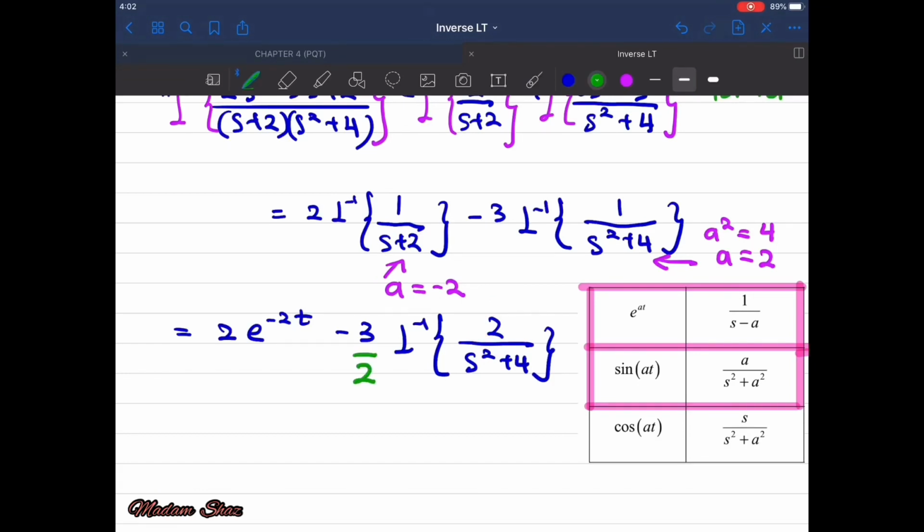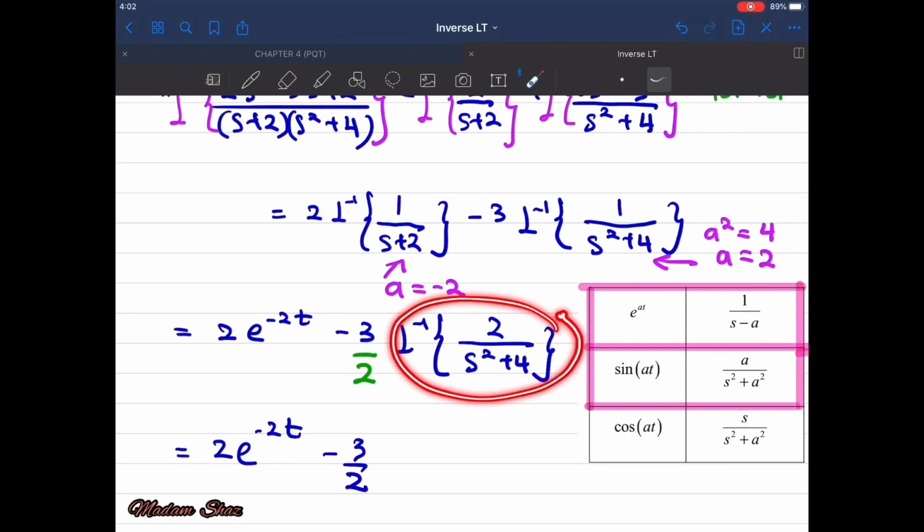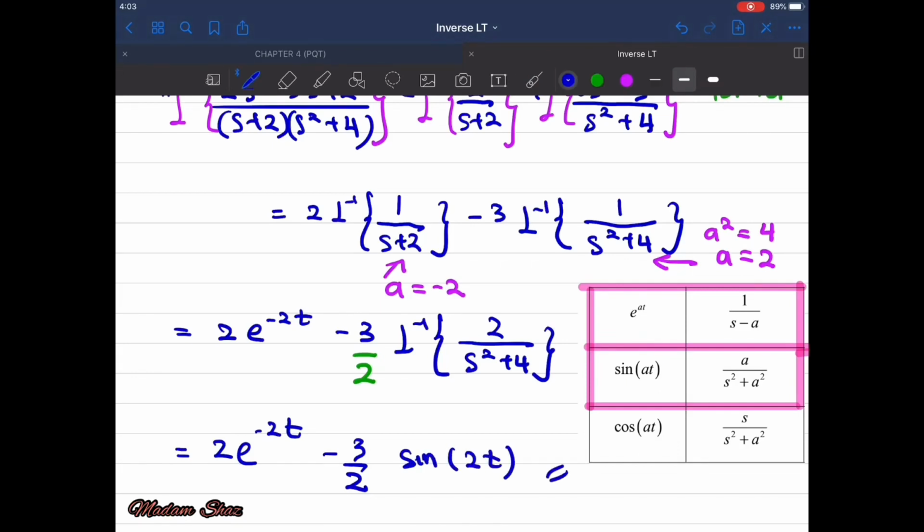So now simplify the answer. 2 exponent negative 2t, negative 3 over 2 will become negative 3 over 2. Laplace inverse 2 over s square plus 4 will become sine of at. Sine of 2t. So this is the final answer for the example B.